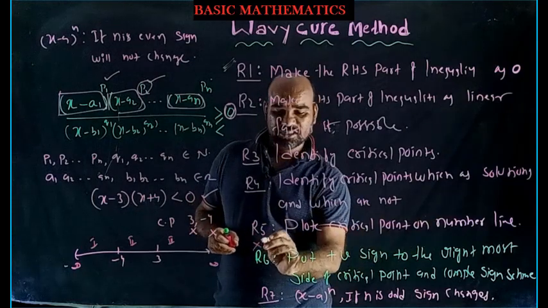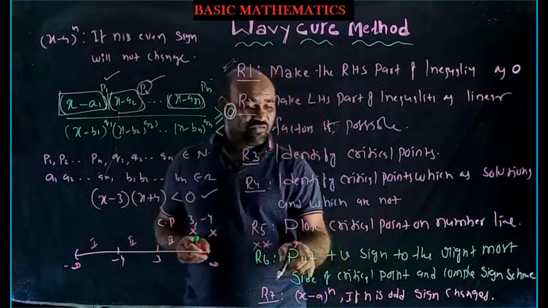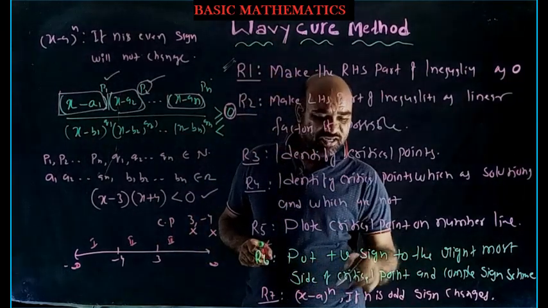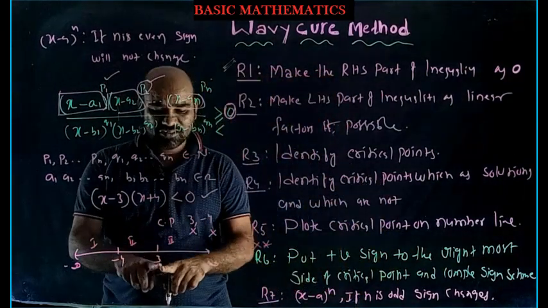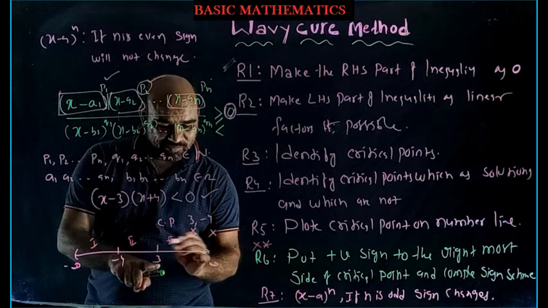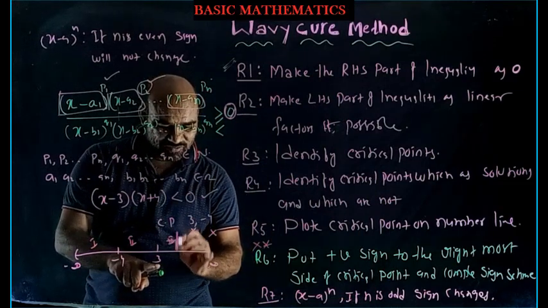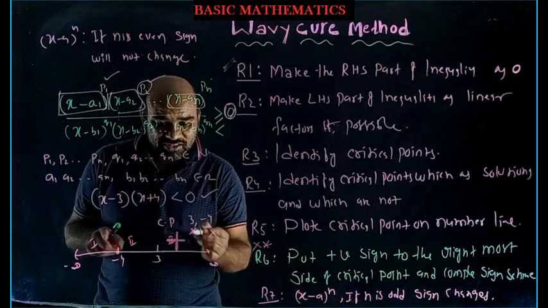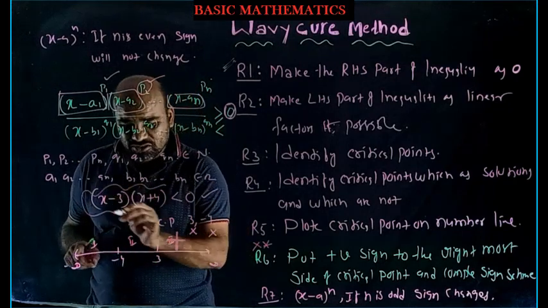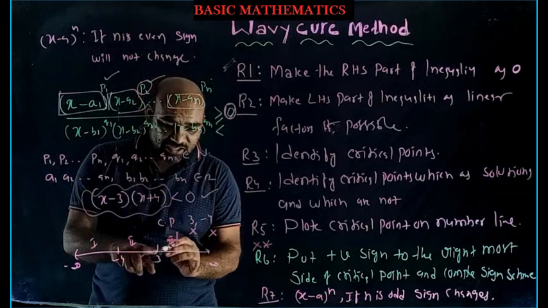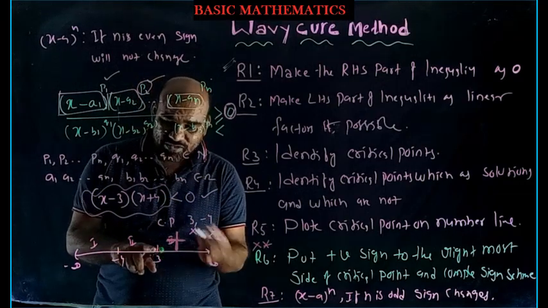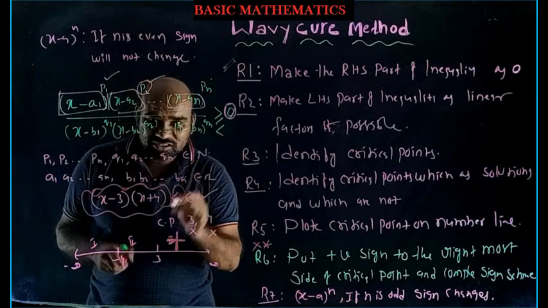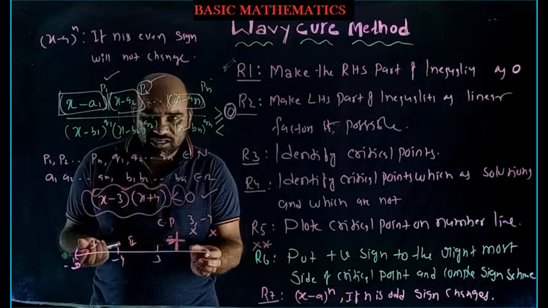Next important step: put a positive sign on the rightmost side of the critical points, the rightmost side of the critical point 3. Write plus here. What is the meaning of this? Take any value of x greater than 3; this expression is positive. Don't bother about the symbol. It is just to identify the critical points.